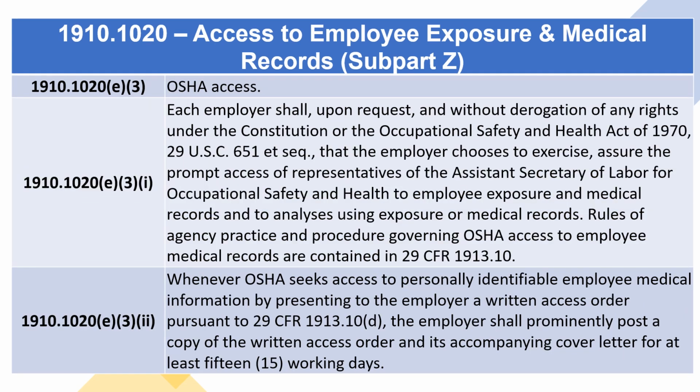1910.1020(e)(3), OSHA access. 1910.1020(e)(3)(i), each employer shall, upon request, and without derogation of any rights under the Constitution or the Occupational Safety and Health Act of 1970, 29 U.S.C. 651 et seq., that the employer chooses to exercise, assure the prompt access of representatives of the Assistant Secretary of Labor for Occupational Safety and Health to employee exposure and medical records and to analyses using exposure or medical records. Rules of agency practice and procedure governing OSHA access to employee medical records are contained in 29 CFR 1913.10.